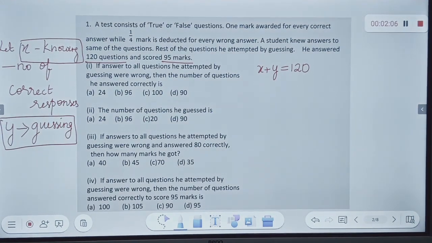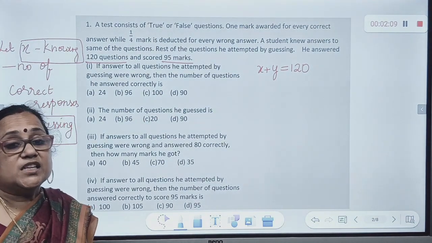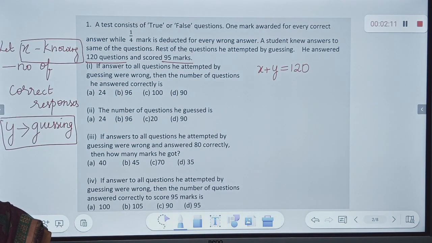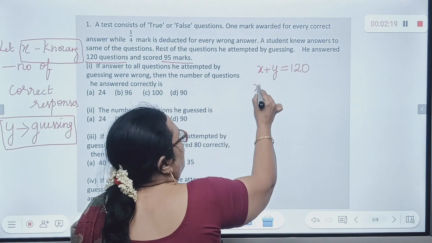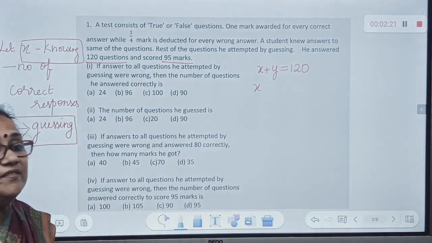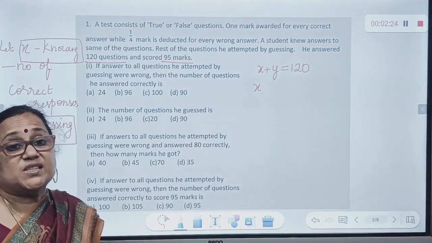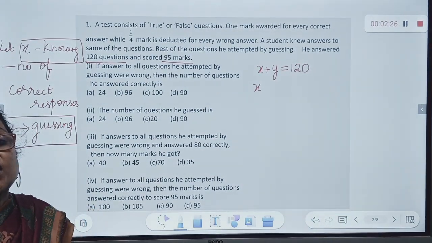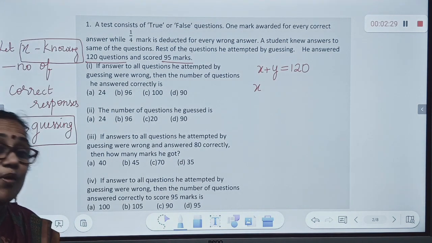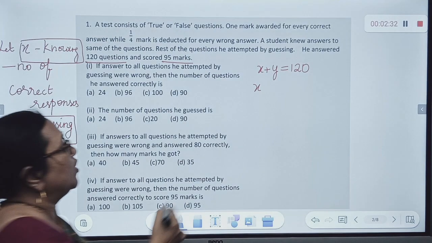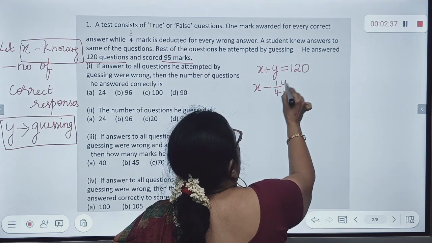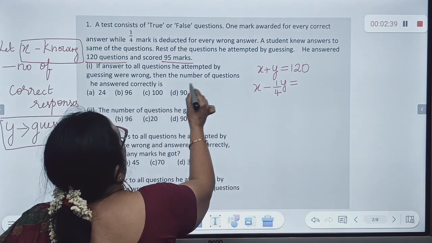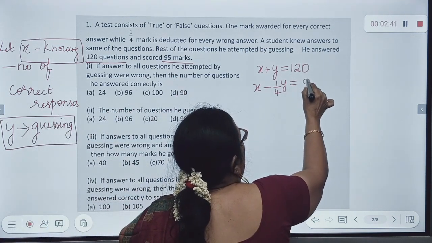Now, because he answered x questions correctly, he is going to get 1 mark for each of them. So if you look at the total number of marks, for x, he will get x marks. And for y, because y were all done by guessing and they were all wrong, he will lose quarter mark for each question. So for y questions, he will lose y into 1 by 4 marks. So x minus 1 by 4 into y is equal to, so how much marks did he score? 95.